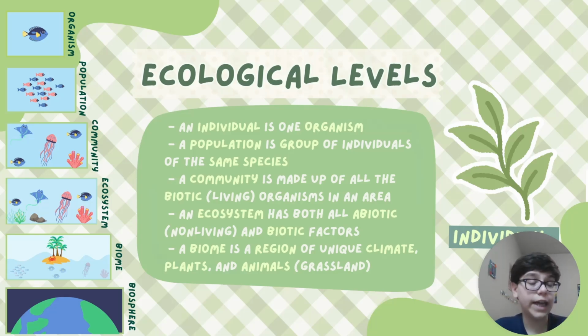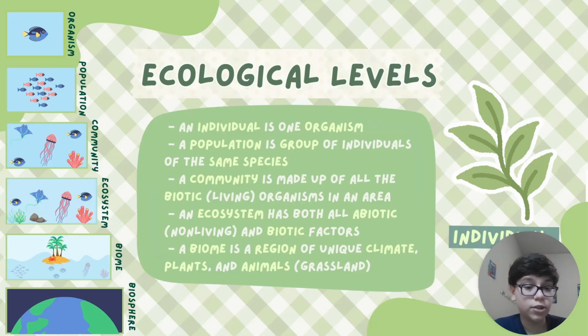We're still not counting any of the abiotic factors, but we're counting all of those fish as long as they're the same species. Next, we're at a community. A community is all of the biotic living organisms in an area. So you see jellyfish, coral, two Dories, a manta ray, and I should have added some plants in there, but I forgot to do that. But it's okay.